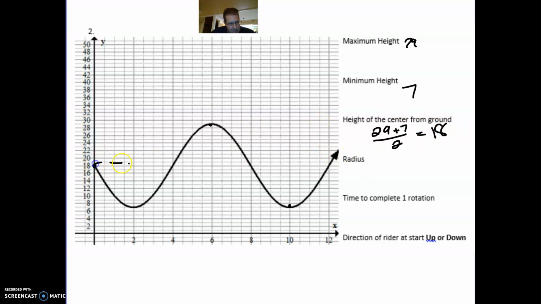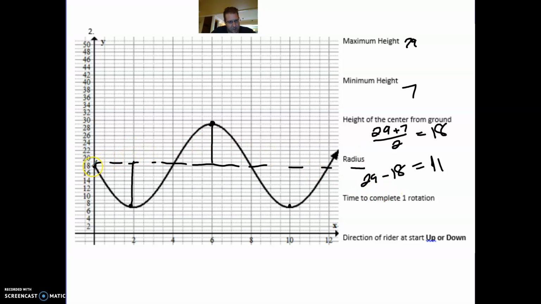The radius: if I make this dotted line right here, the radius height would be that difference. Or you could say it's this difference. It really doesn't matter which way you do it. So 29 minus the center height is 11. Or you could say the center height 18 minus 7 would equal that same distance as well. So this is 11 below this, and this is 11 above this.